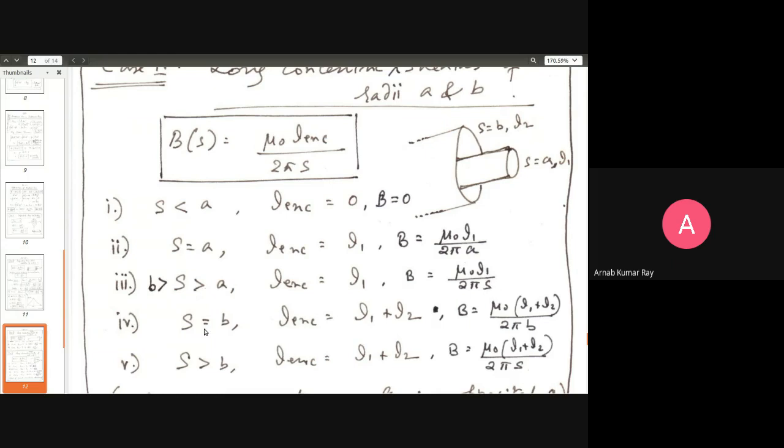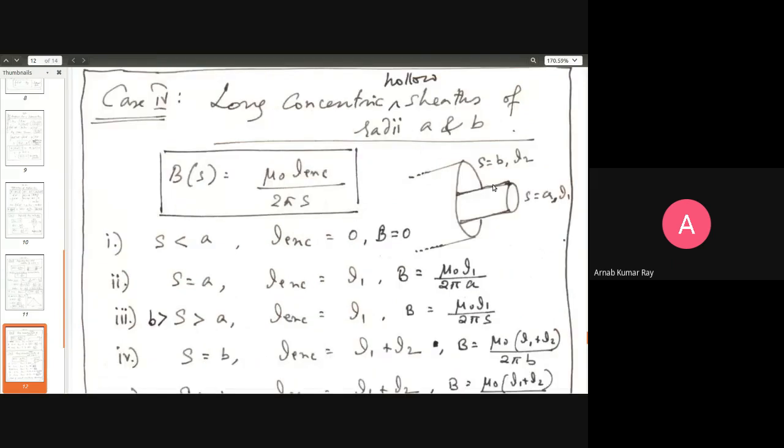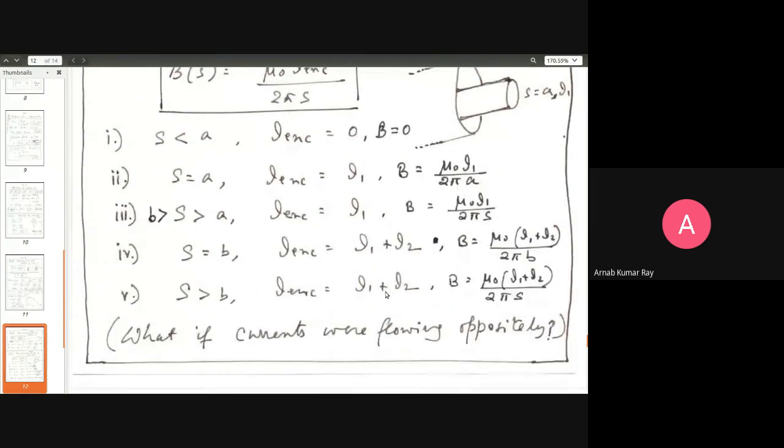When S is equal to B, I enclosed is equal to I1 plus I2. And so B is equal to mu naught I1 plus I2 by 2 pi B, because your Amperian loop is coinciding with this circumference. When S is greater than B, your Amperian loop is now outside. I enclosed is equal to I1 plus I2. Therefore, your magnetic field B is equal to mu naught into I1 plus I2 by 2 pi S.